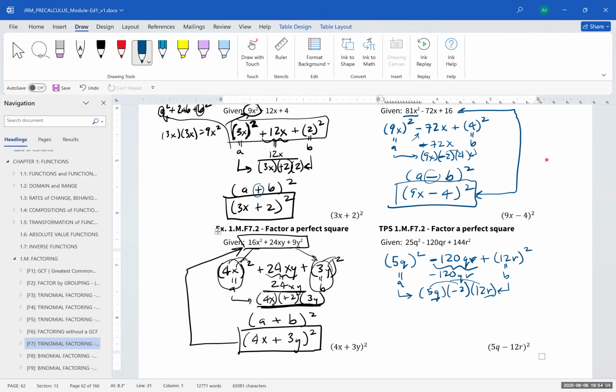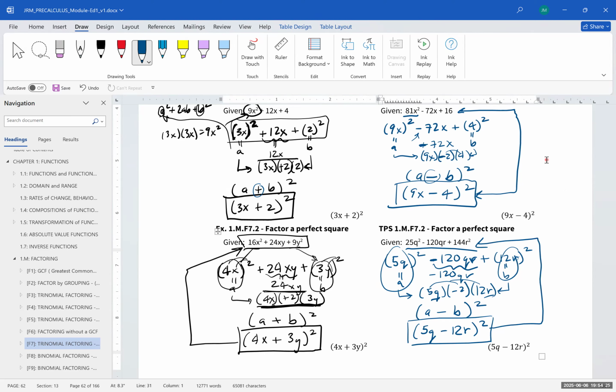So that means this will end up being a perfect square with a difference between A and B in this form. And A was 5Q, and B was 12R. There you go. So this is the factored form of that trinomial.